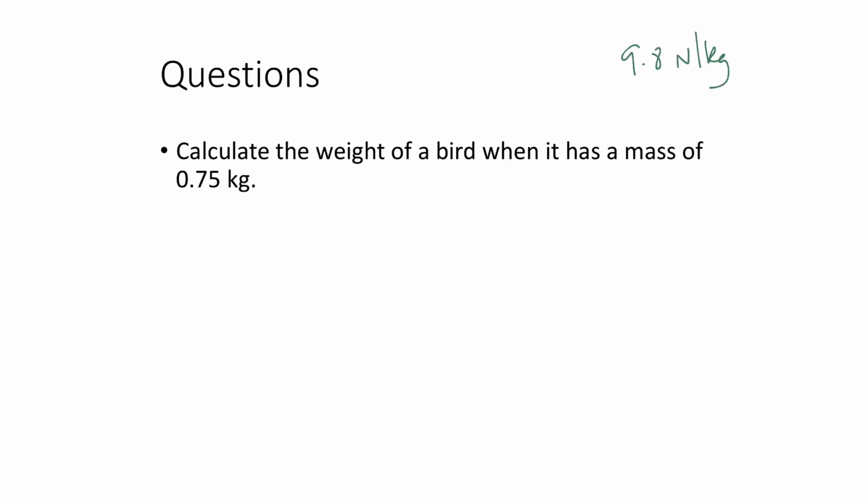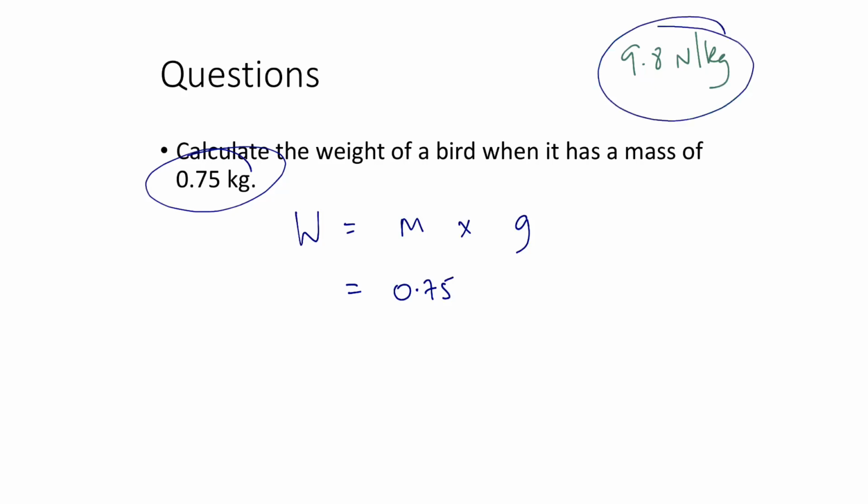Okay, so hopefully you've given this a go. So weight equals mass times gravitational field strength. Your mass is 0.75, looking for anything with a kilogram. Gravitational field strength is given to you, so 9.8. Go to your calculator, 0.75 multiplied by 9.8, and that gives us an answer of 7.35 or 7.4. And remember that weight is a type of force, so the unit is newtons.